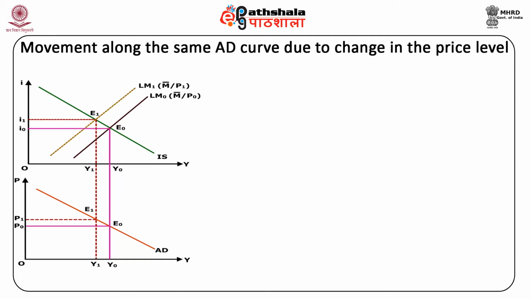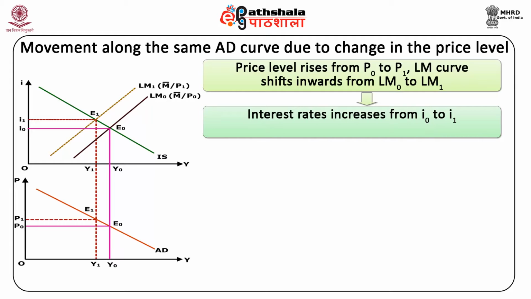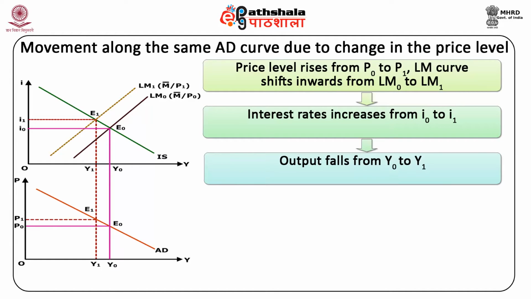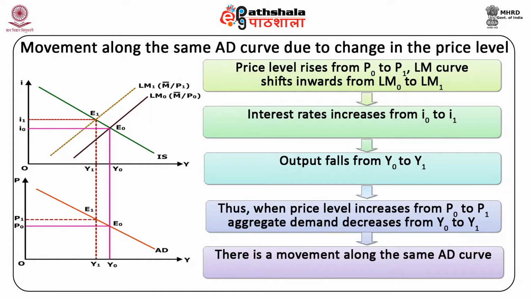In the given figure, when price level rises from P0 to P1, LM curve shifts inwards from LM0 to LM1. Interest rates increase from I0 to I1. Output falls from Y0 to Y1. Thus, when price level increases from P0 to P1, aggregate demand decreases from Y0 to Y1. There is a movement along the same aggregate demand curve. There is no shift or tilt in the aggregate demand curve.